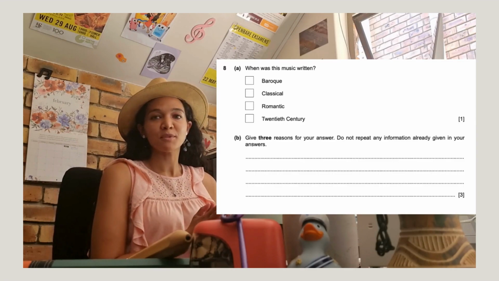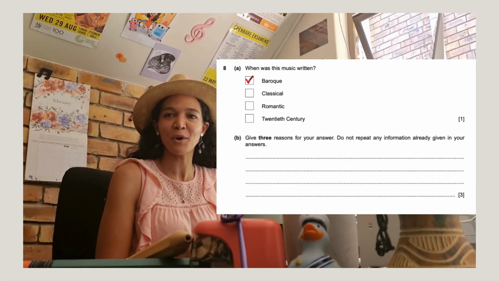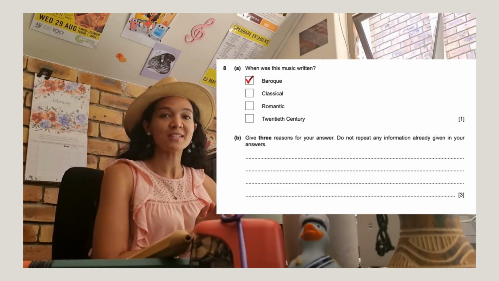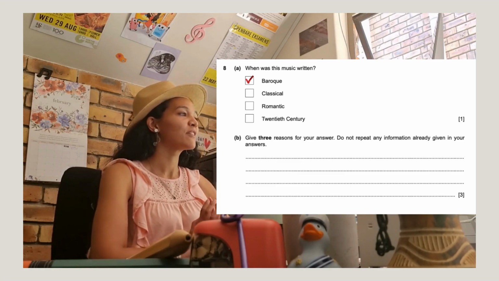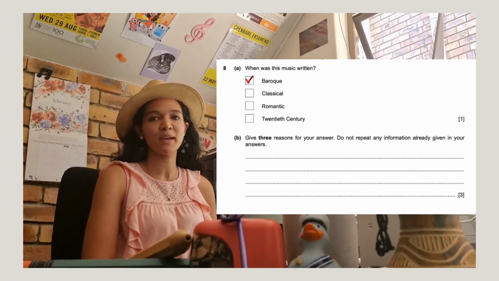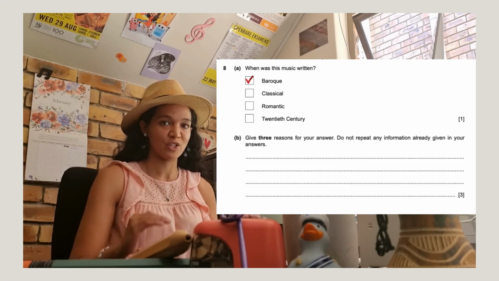Then they ask, when was this music written? And of course, we are dealing with a Baroque example here. That will not now be the reason why this is Baroque, but they ask us in the next sub-question, give 3 reasons for your answer why this is Baroque, and we're not going to repeat any information that we already gave in this section A2 questioning. So let's hop right in, let's listen to our extract, and we'll take it away from there. Now listen to music A2 and answer the questions.